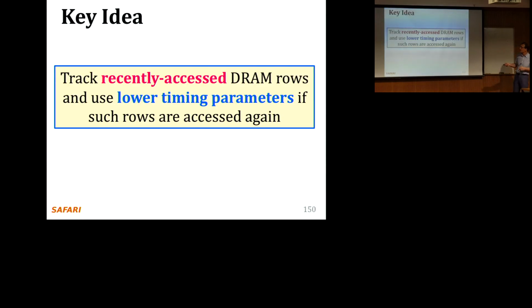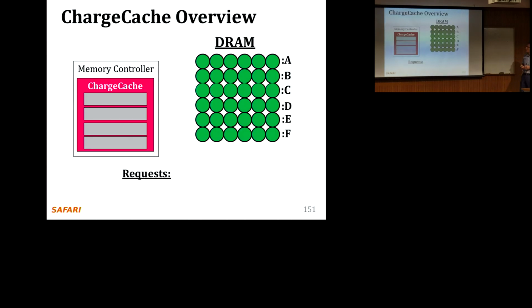And the key idea as a result is to track recently accessed DRAM rows and use lower timing parameters if such rows are accessed again. And you can do this completely in the memory controller.